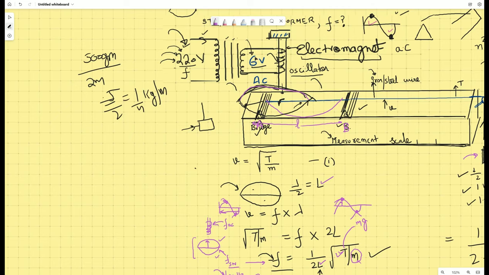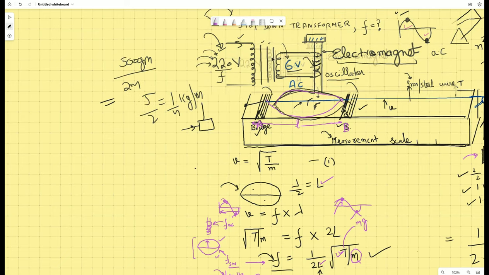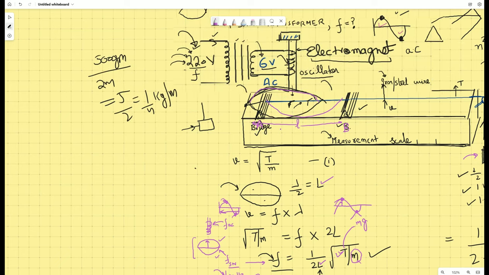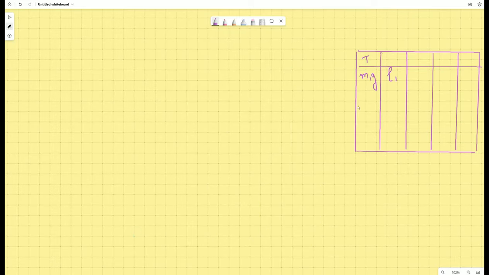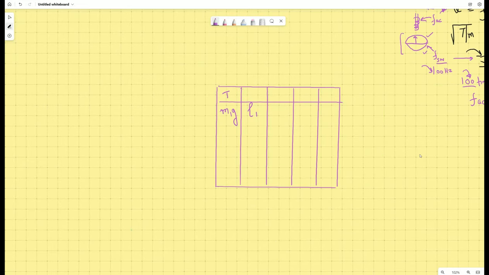Which means I try to bring the electromagnet right in the middle, okay? So don't worry about it, I think the diagram is pretty straightforward. The electromagnet should be between the two bridges. Now do the same experiment, nothing changes. Keep the weight as is, everything the same. Now maybe the reading of the bridges, the length, might change a bit. So note down that length also, okay? Same experiment, nothing changes.